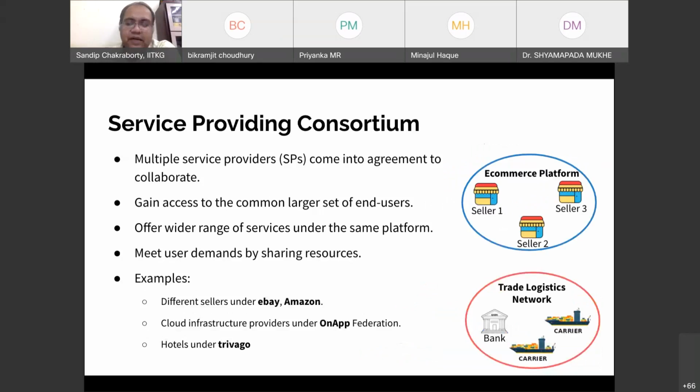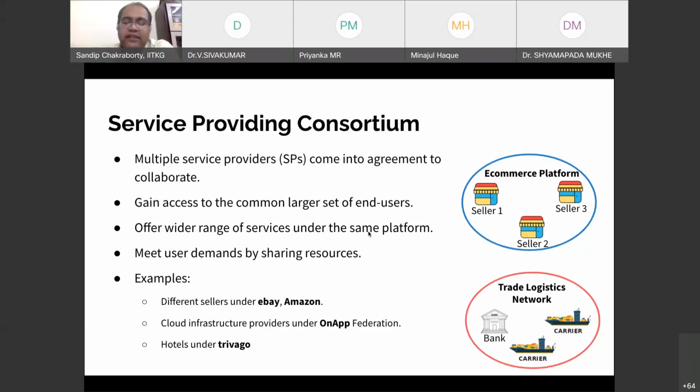Now, what can happen is that I can put these service providers on a common blockchain platform. So multiple service providers can come into an agreement to collaborate and provide services to customers. For example, we have different kinds of hotel networks, where you can search for a hotel and then book it. Then Make My Trip is a network of different providers. Right? So you can use Make My Trip to book a train, bus, or flight.